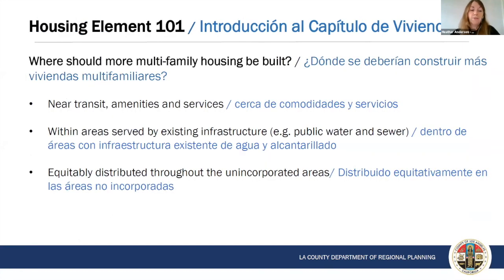Sites that are outside of environmentally sensitive or naturally constrained areas are then prioritized based on additional locational criteria. So sites that are located near transit, amenities and services, and within areas served by existing infrastructure such as public water and sewer systems are considered more suitable for additional housing opportunities. The state also requires jurisdictions to use the housing element to further fair housing goals in order to encourage access to opportunity and prevent further segregation and concentration of poverty.